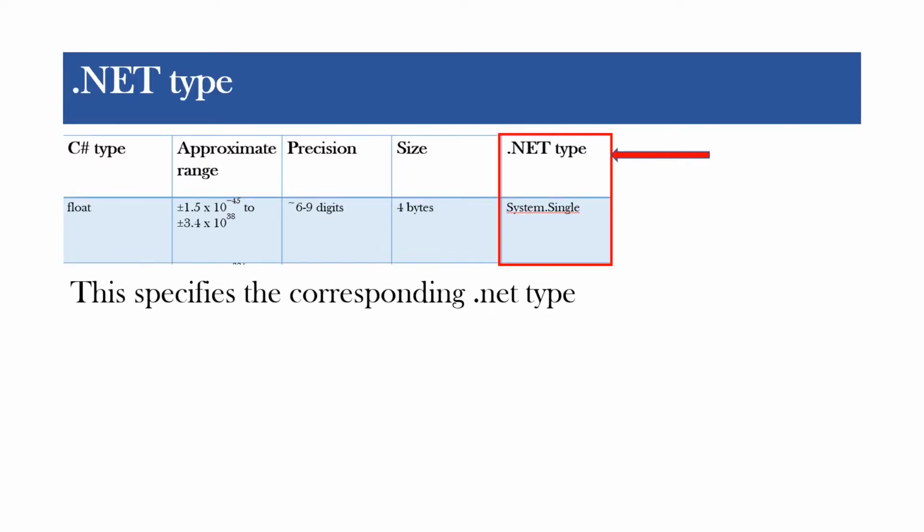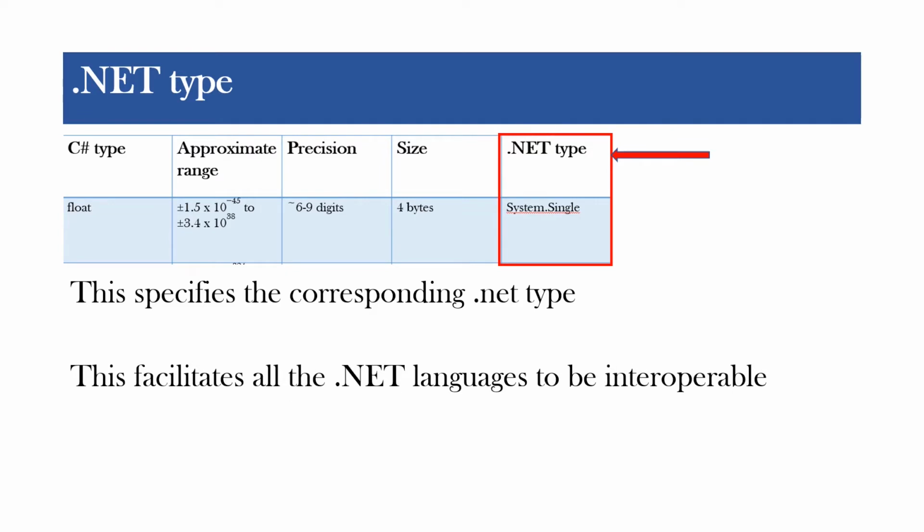.NET type specifies the corresponding .NET type. As you might know, .NET supports several other languages along with C# like VB.NET, F#, etc. Having the corresponding .NET type makes these languages interoperable. In case of float, the .NET type is System.Single. System is the namespace name and Single is the structure within that namespace.